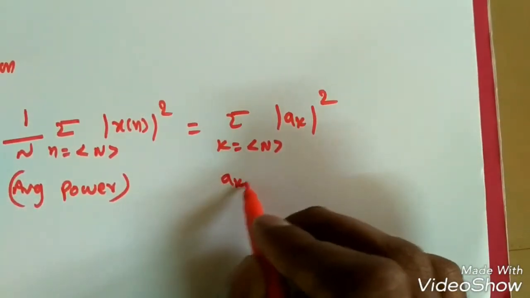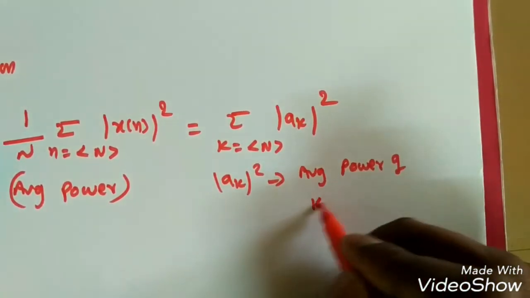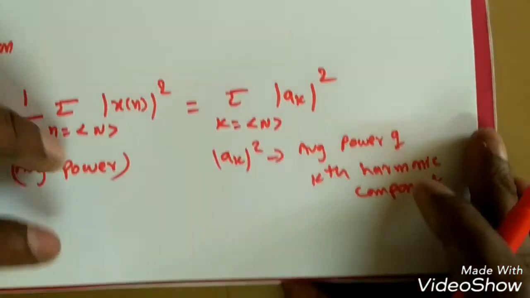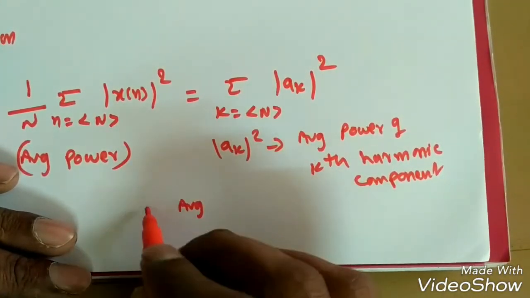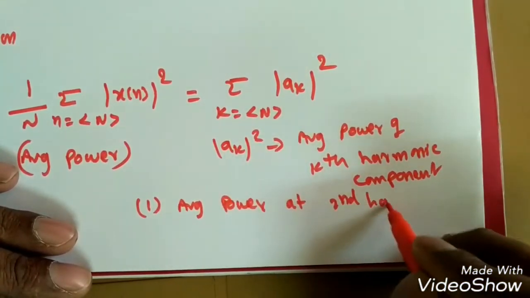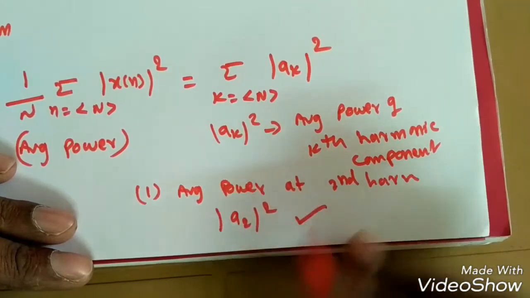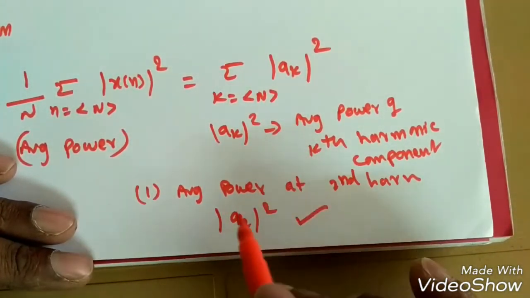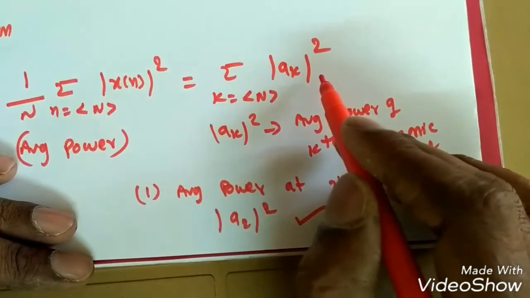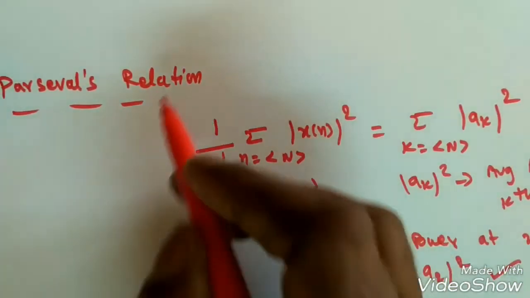So mod of ak squared is called the average power of the kth harmonic component. Sometimes in the exam they may ask what is the average power at the second harmonic component. Once we know the second harmonic, taking mod of A2 squared gives the average power at the second harmonic. Similarly for the third and fourth harmonics. If I add all of these average powers, the first harmonic, second harmonic, and so on, we get the total average power of x of n. That is the use of the Parseval relation.